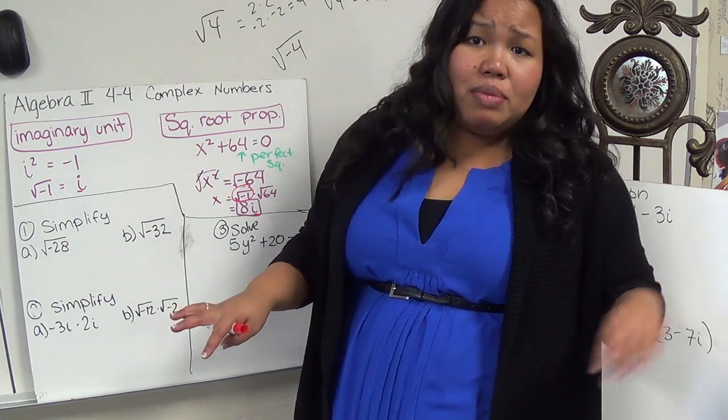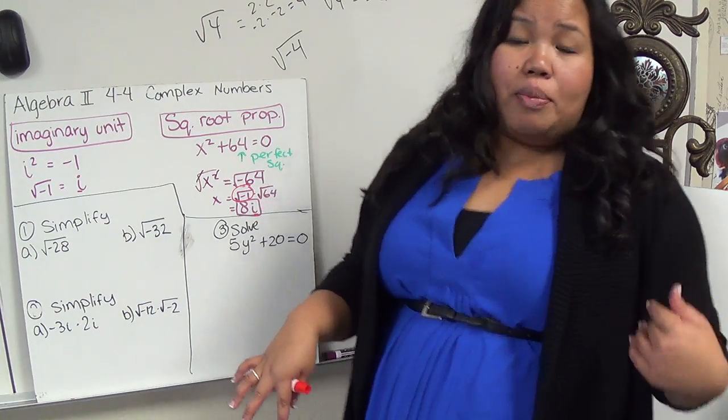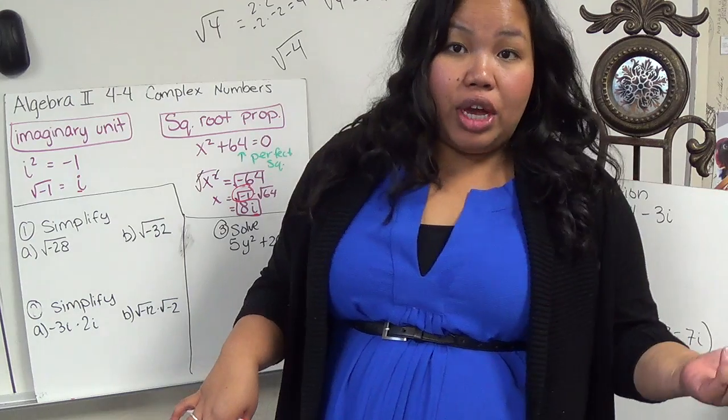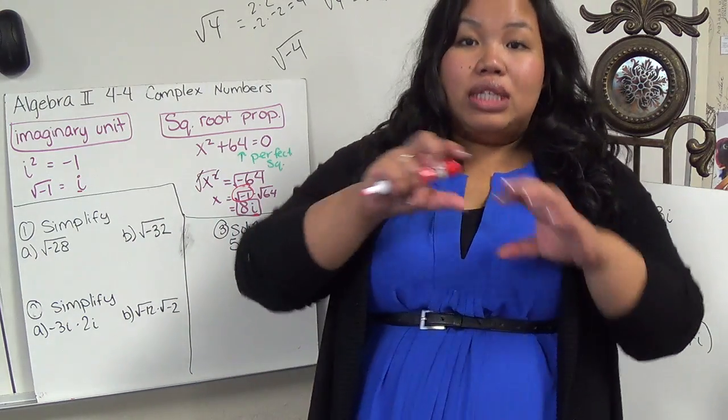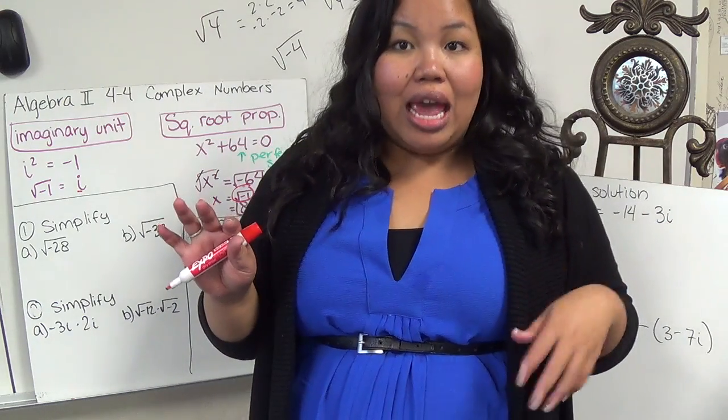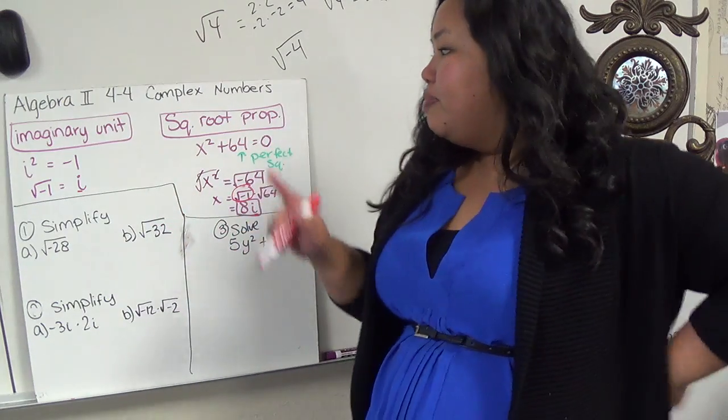So it's the same thing that you're going to be doing with all the square roots that you've been dealing with in Algebra 1 and geometry. But this time, if you see a negative, separate the negative so that it will become an i, and then you can deal with the square root itself.